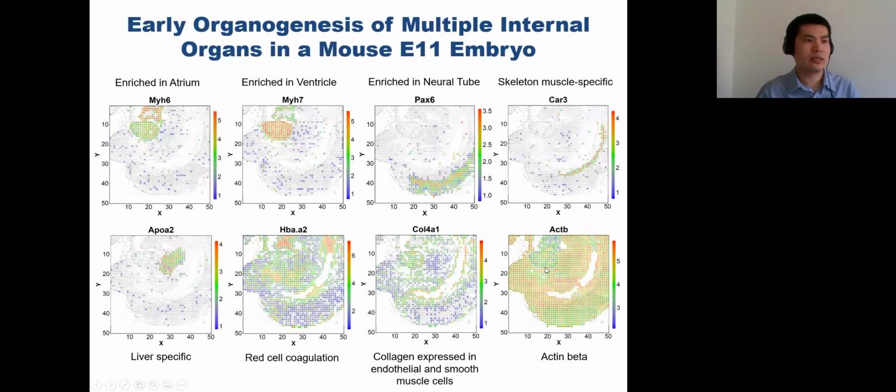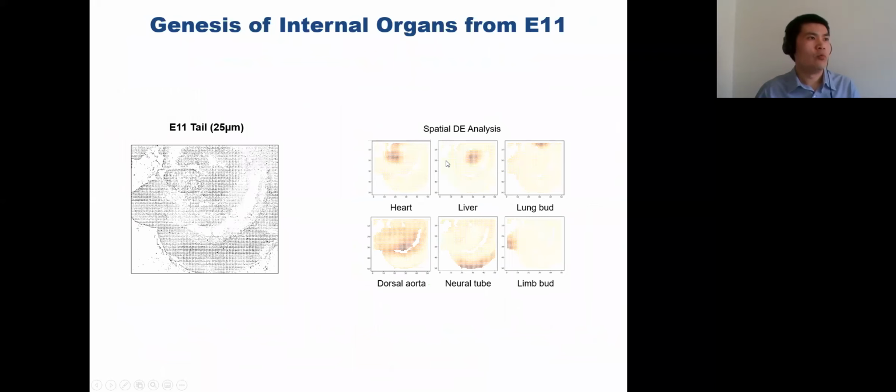Actins are pretty universally expressed everywhere. And we're also doing the spatial DE analysis and can show the heart here, liver here, and lung and dorsal aorta around this region, and also neural tube and lumbar. So we can also label the tissues with those identified features.